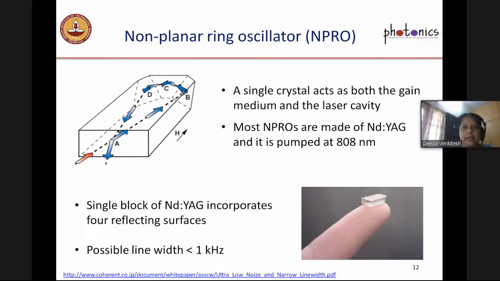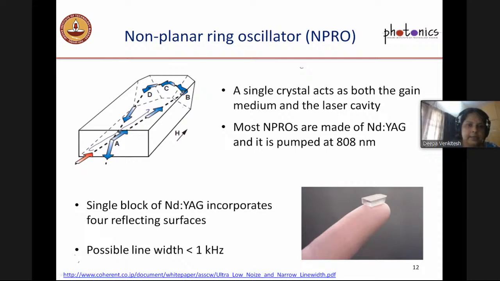This is the laser that is used in LIGO, which is a non-planar ring oscillator, which means that it is actually a single crystal. It's an NPRO laser, a single crystal, and the crystal acts as a gain medium. It also acts as a laser cavity, which means that light enters this way.